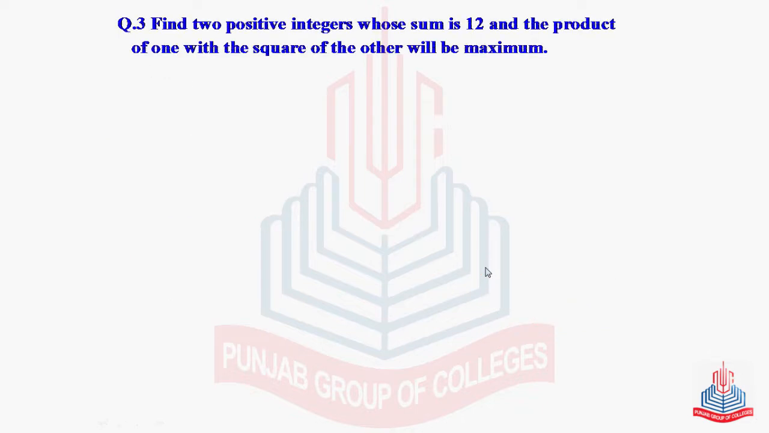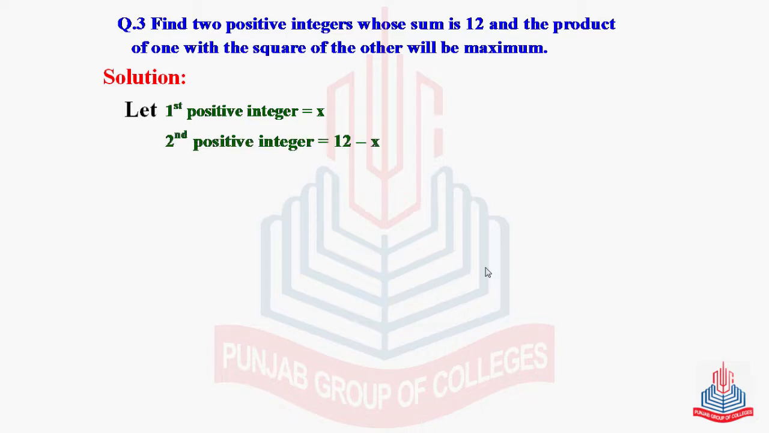Question number 3. Find two positive integers whose sum is 12 and the product of one with the square of the other will be maximum. Almost the first condition is similar to the first two questions. So let the first positive integer be x and the second positive integer will become 12 minus x, as the sum of both positive integers is 12.